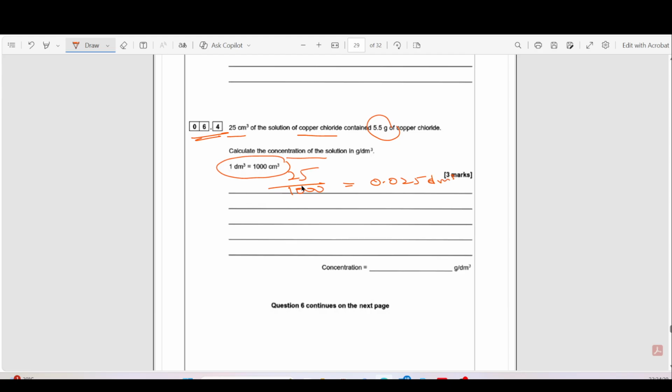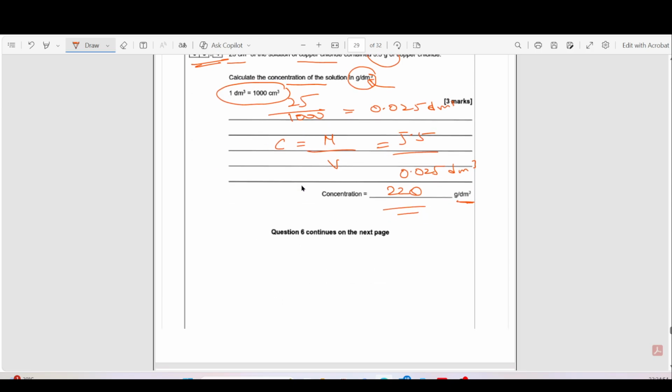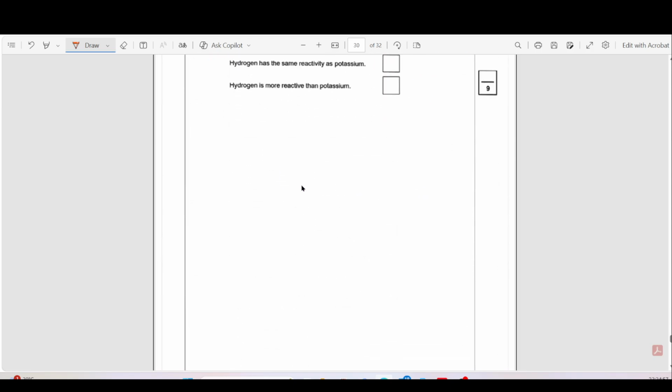decimeter cube. Then the formula for concentration is mass over volume. So mass is 5.5 gram, volume is this 0.025 decimeter cube. Why did I convert it? Because I need the answer in decimeter cube. Here you can see, also here it is written. If you divide 5.5 by 0.025, you will get 220 gram per decimeter cube, and that is the answer.